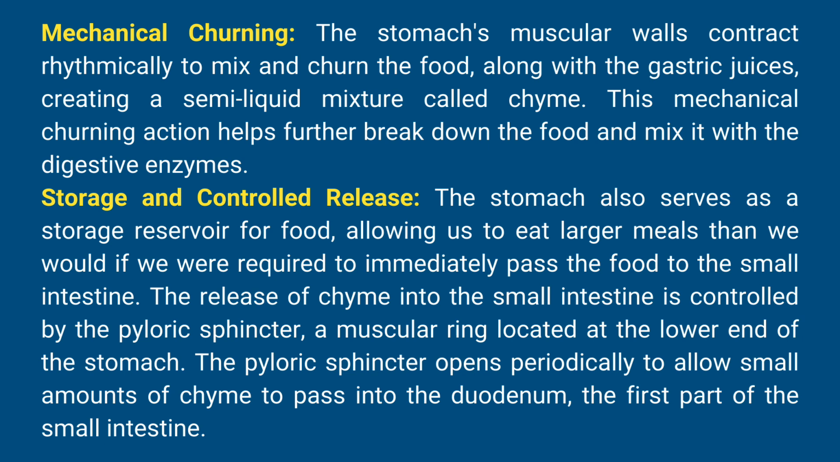Mechanical churning. The stomach's muscular walls contract rhythmically to mix and churn the food, along with the gastric juices, creating a semi-liquid mixture called chyme. This mechanical churning action helps further break down the food and mix it with the digestive enzymes.